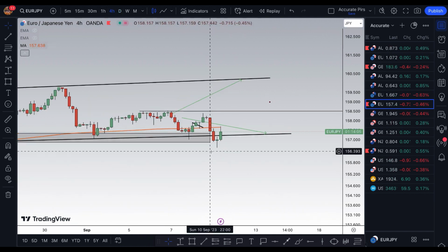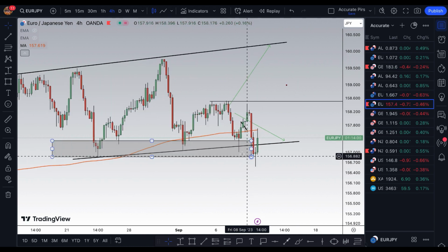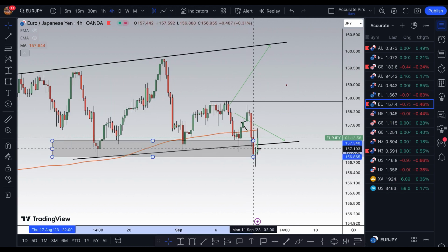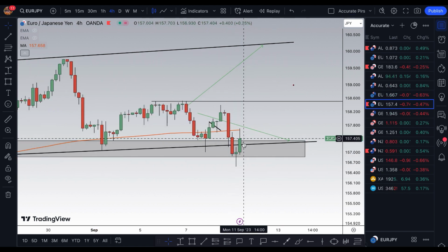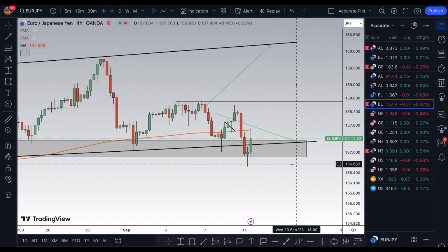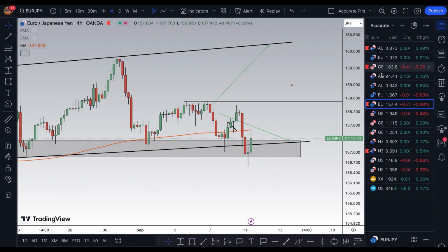So let's go into the 4-hour time frame. And what is happening here? Look at this candlestick reversal pattern. To be honest with you, this is actually looking like a good trade to take for the buy. But it all depends on how this candlestick closes. So that will be another setup on Euro/JPY.